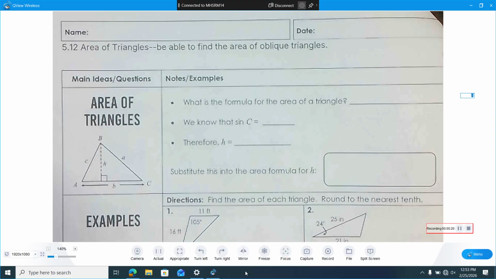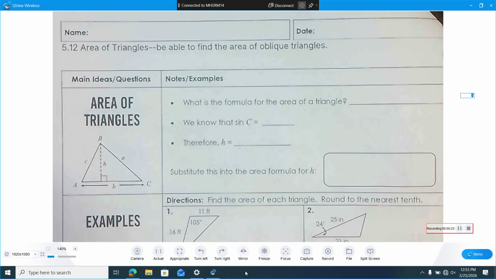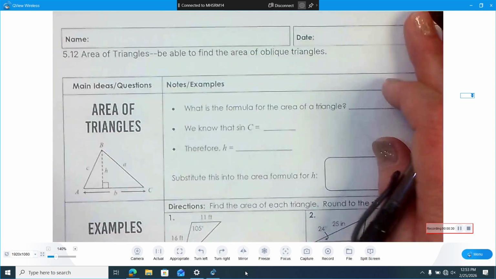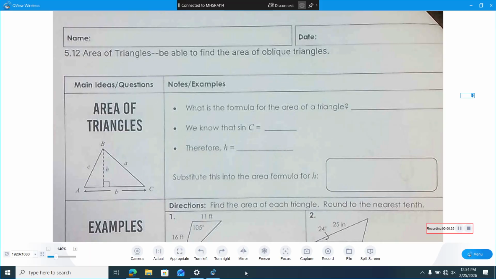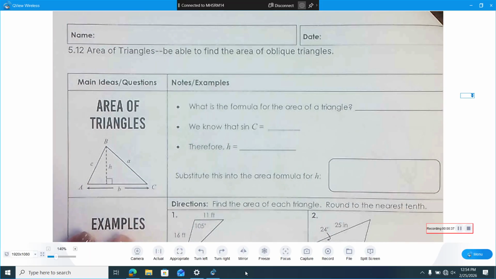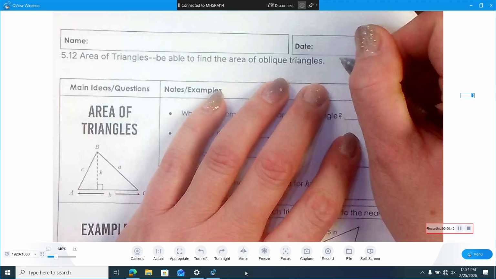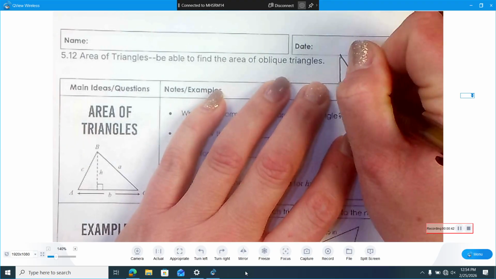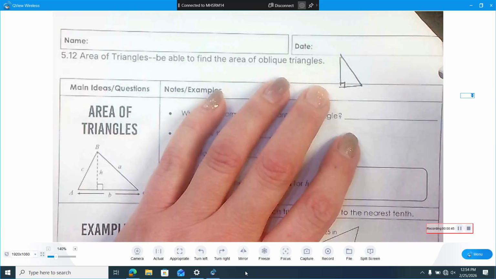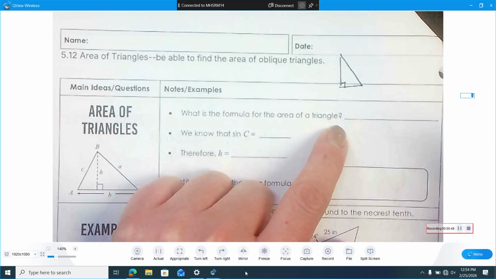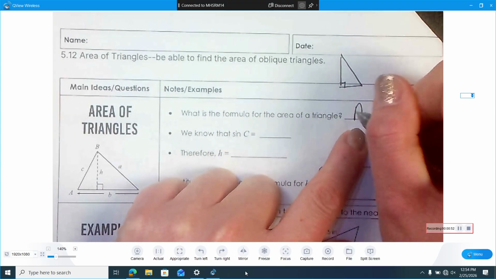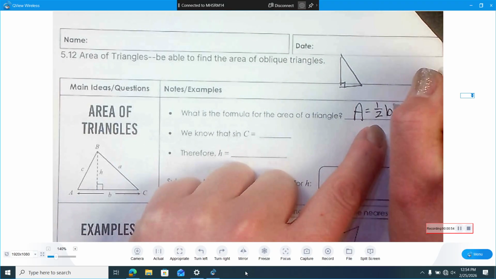All right. So today we're talking about some area of triangles. We want to be able to find the area of oblique triangles. So this is kind of an interesting thing here. A non-right triangle. If we had a right triangle, like something like this, then what is the formula for the area of a triangle? Base times height. 1/2 base times height. Yeah, the area of a triangle is 1/2 base times height.